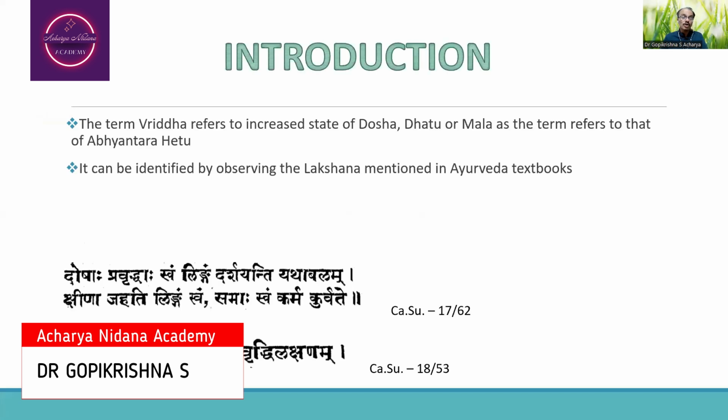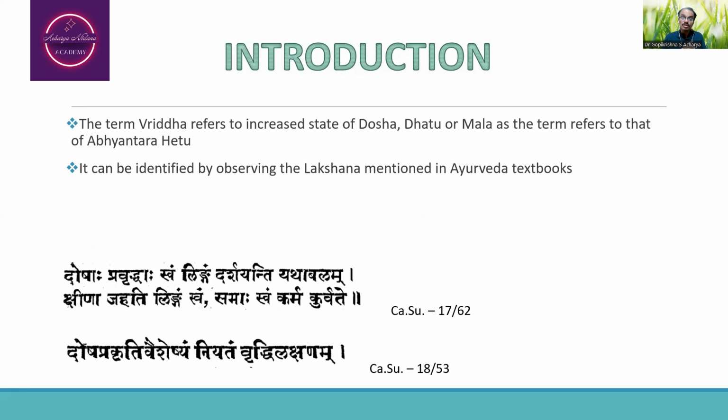As we already know, Abhyantara Hetu refers to Dosha and Dushya. That means Dosha, the bioenergy, Dhatu or the body tissues, and Mala, the excretory products, are considered to be the Abhyantara Hetu. When these are abnormally increased in the body, that can be considered as Vriddha Gati, the Vriddha stage of Abhyantara Hetu. So it can be identified by observing the lakshanas mentioned in the textbook.